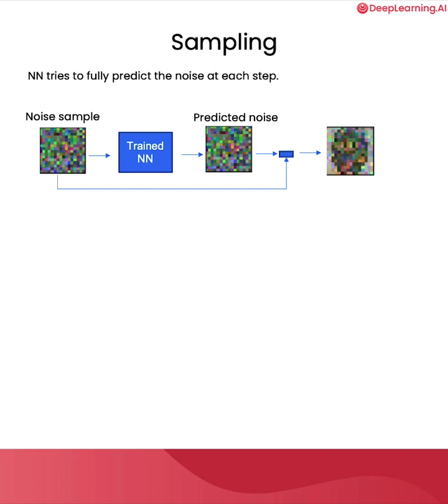So what happens is you have that noise sample. You put it through your trained neural network that has understood what a sprite kind of looks like. And what it does is it predicts noise. It predicts noise as opposed to the sprite. And then we subtract that predicted noise from the noise sample to get something a little bit more sprite-like.